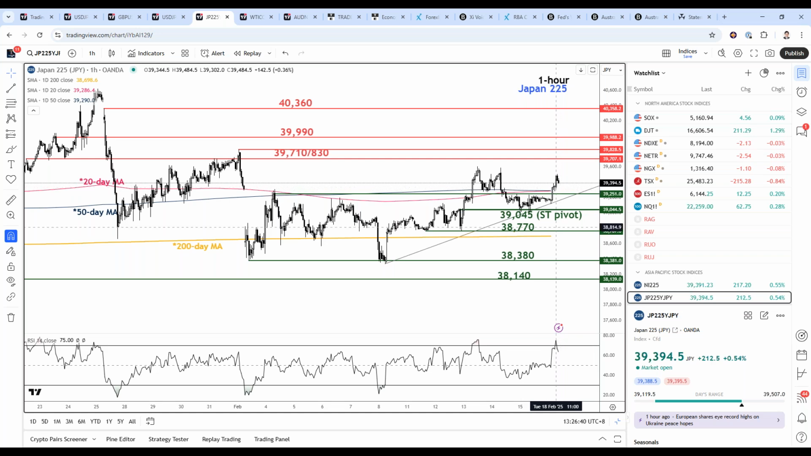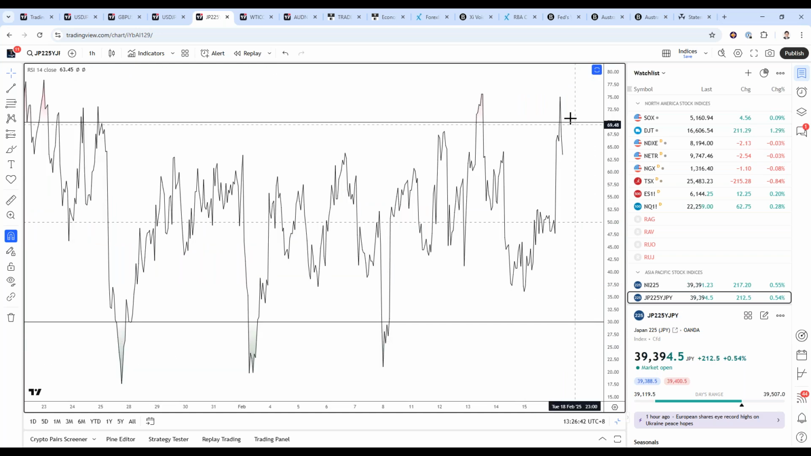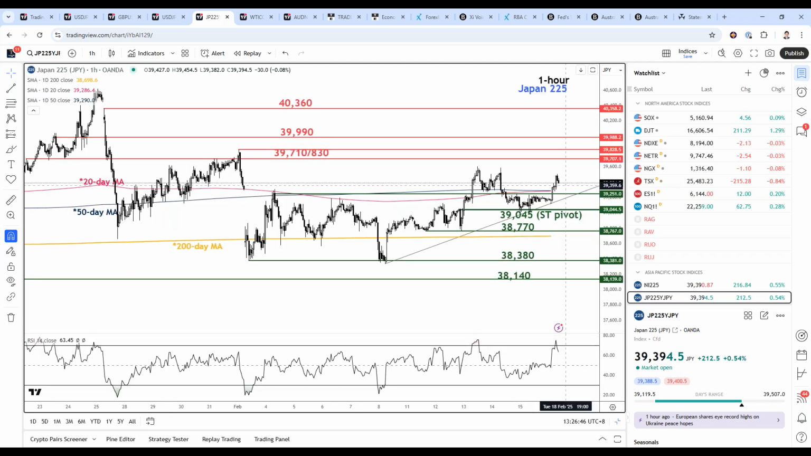Why? Because the hourly RSI has already hit the overbought level and has now exited the overbought level. So that could be a form of minor pullback taking shape. First support level to watch will be 39,250. Maximum will be at 39,050. So that will be my short-term pivotal support level for today, which is the minor swing low of last Friday and yesterday's Asia session.